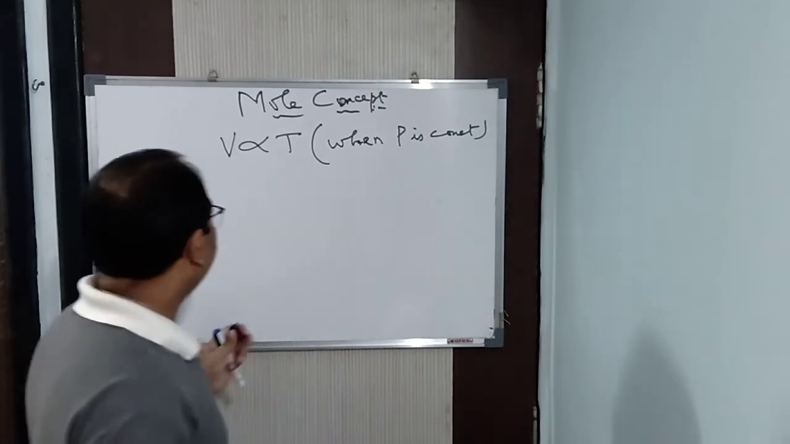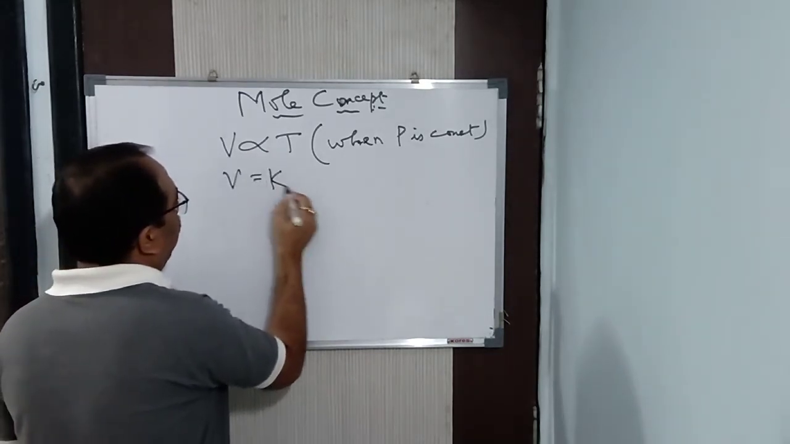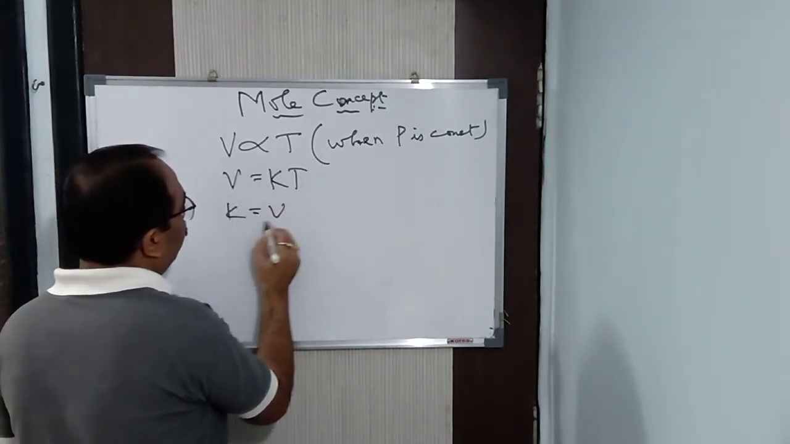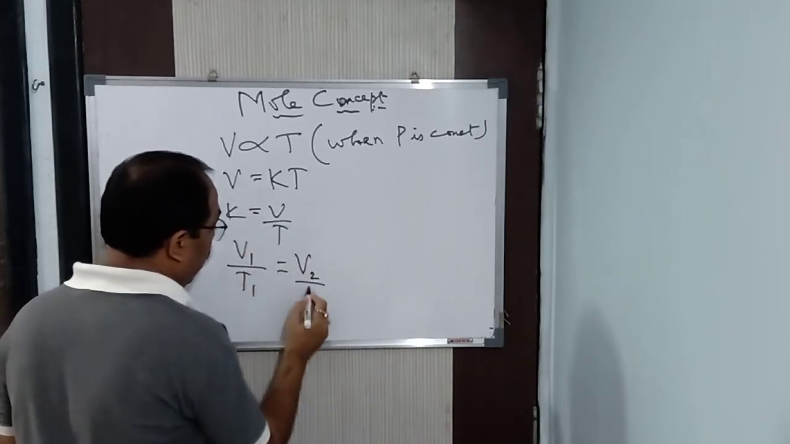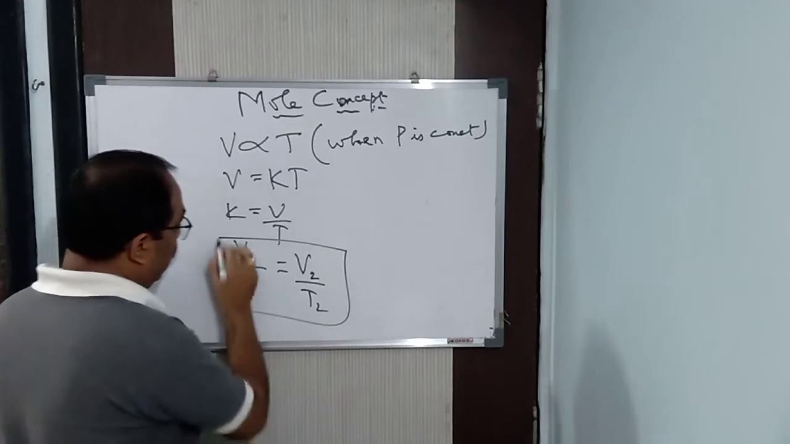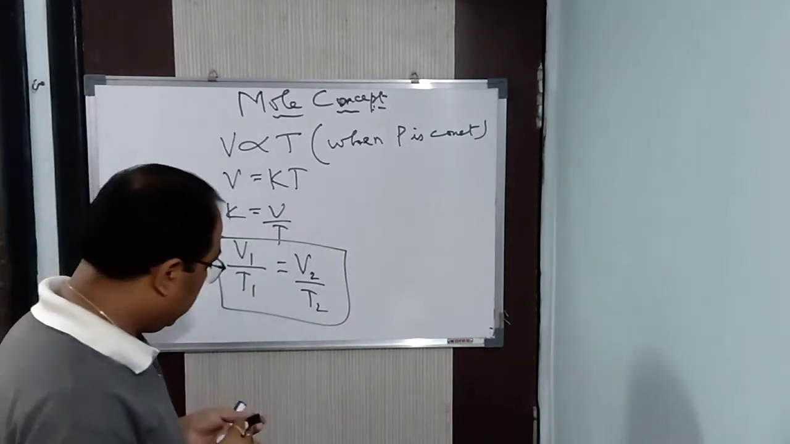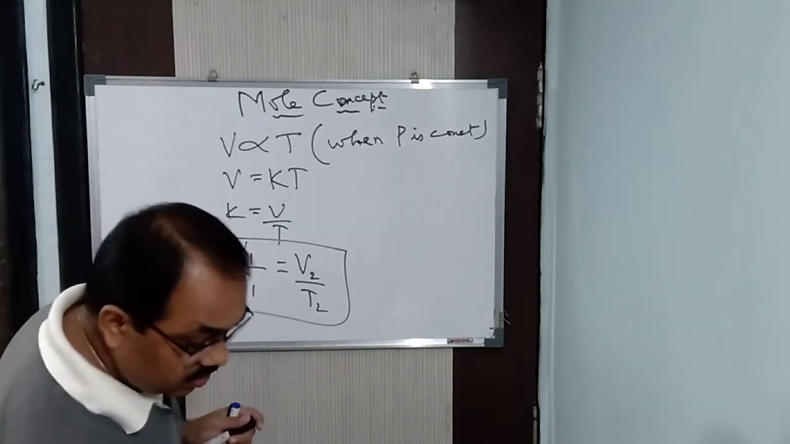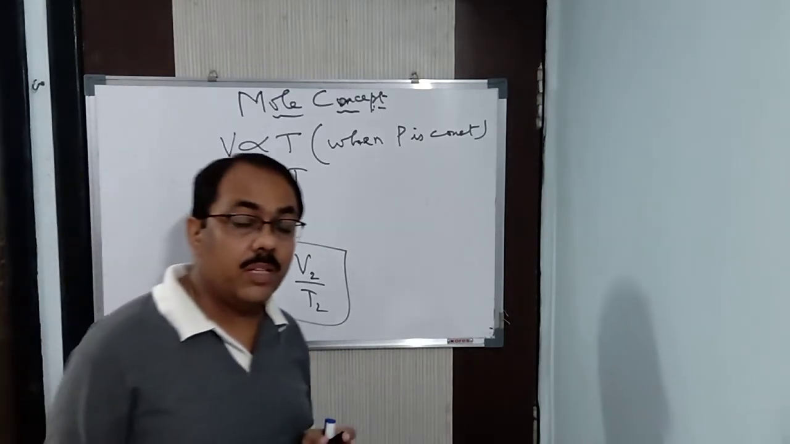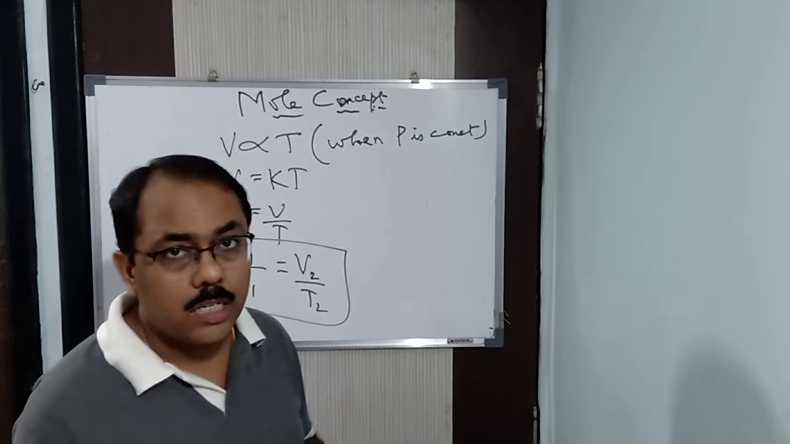Okay. So V is equal to KT, K is equal to V by T. So V1 by T1 is equal to V2 by T2. This is Charles law. Here the temperature has to be converted into Kelvin. Already I said it. And remember that the gas should be a dry gas.